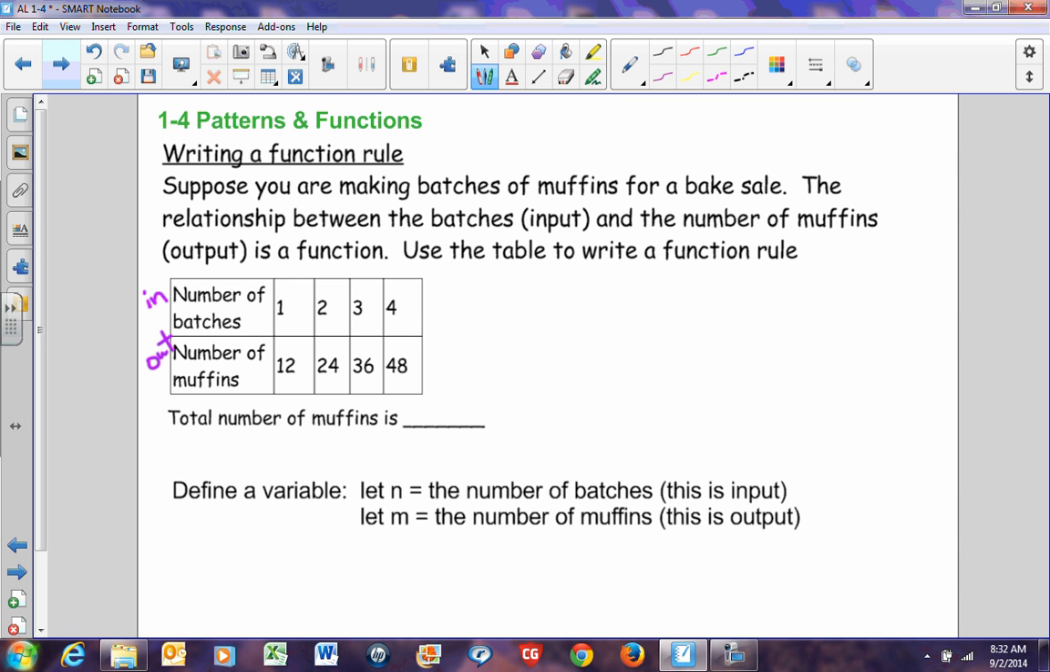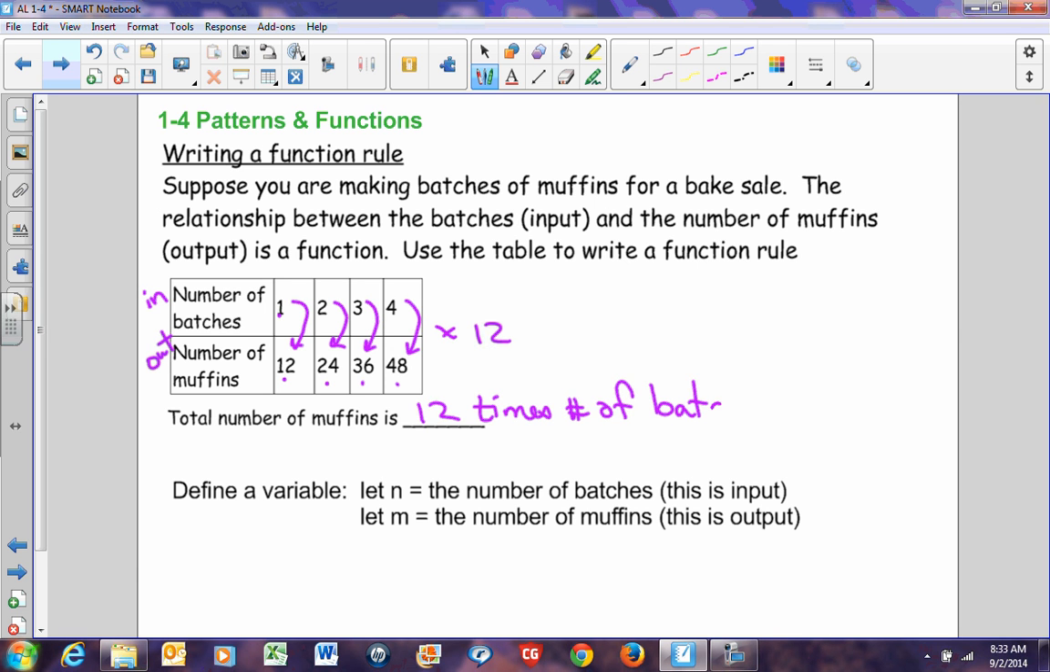In order to write a function rule, we have to find the relationship between the number of batches and the number of muffins. And if I look at each one of these numbers, I should be able to recognize that if I multiply 1 times 12, I get 12, 2 times 12 is 24, 3 times 12 is 36, and 4 times 12 is 48. So we are multiplying the number of batches by 12 in order to get the number of muffins. So the total number of muffins is 12 times the number of batches.